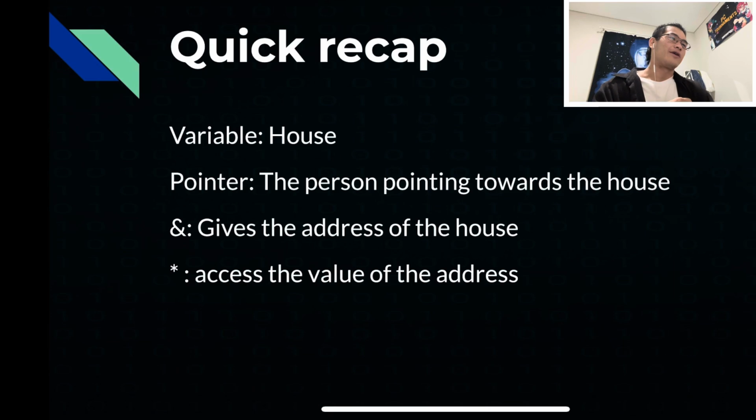Now, a quick recap here. Just think about the variable like a house. A pointer is like a person pointing towards the house. The ampersand symbol basically gives the address of the variable, or the address of the house. And the asterisk symbol basically accesses the value at the address of the house. And that is basically pointers in C in the simplest way possible.